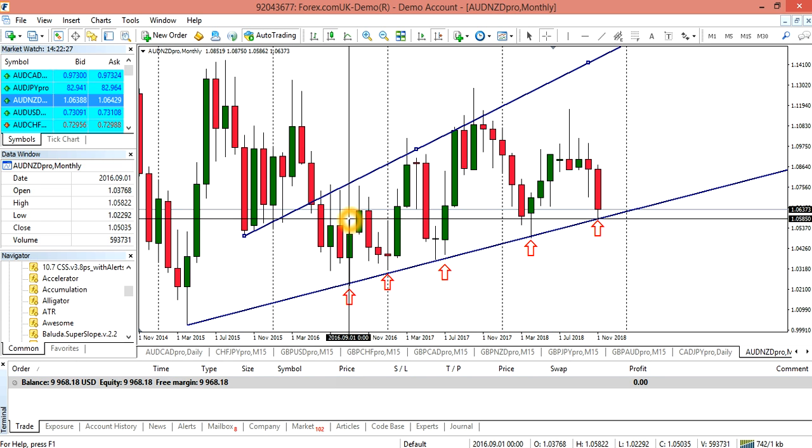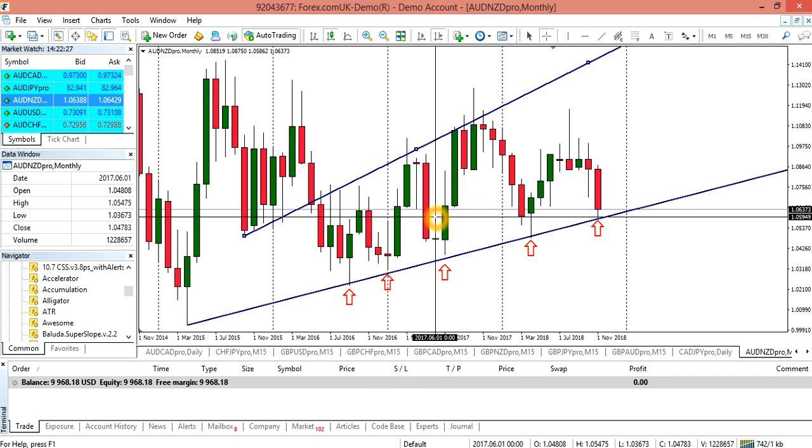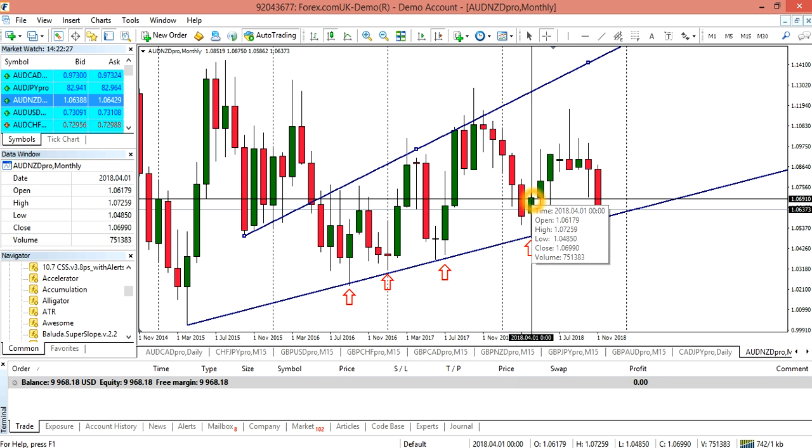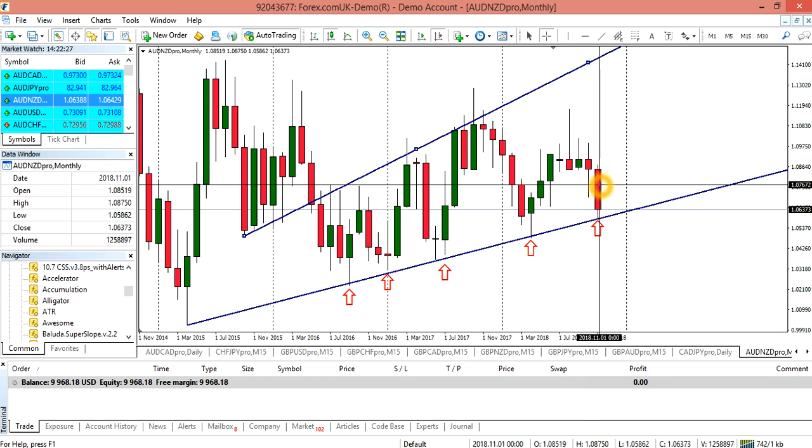2016 it came down here. September of 2016 it went up. It came here in January of 2017, it went up. It came here in June of 2017, it went up. And it came here in April of this year and it went up. Now we are at November, December, and we're at the same point.